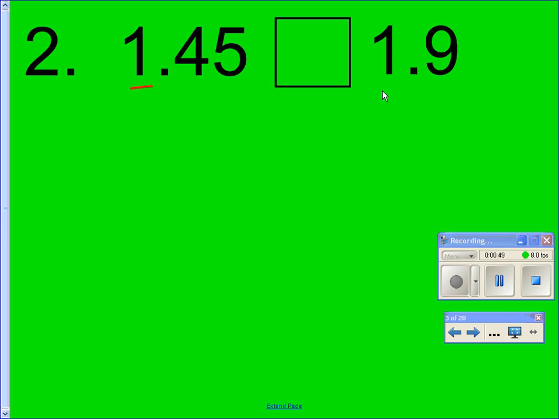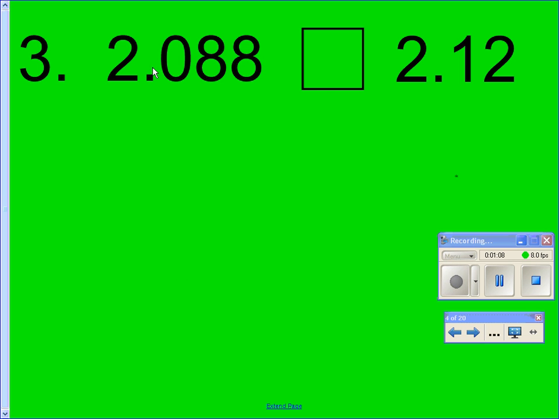The ones are the same in this problem, so we look at our tenths place and we have a 4 and we have a 9. Since the 9 is bigger than the 4, 1 and 45 hundredths is less than 1 and 9/10.